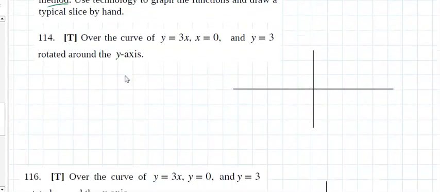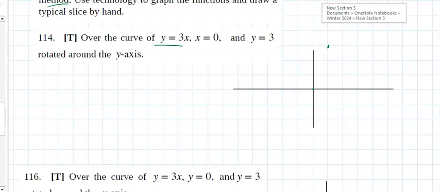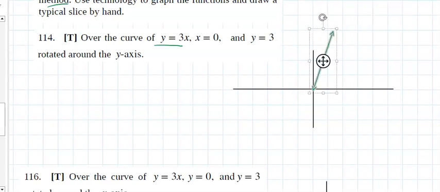Well, let's set up the first problem. Here it says y equal 3x, so at 0, 0, and when x is 1, y is 3. And y equal 3, and the y-axis. So they're talking only about this region.